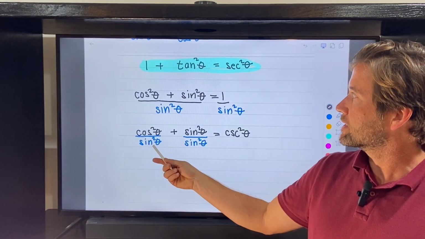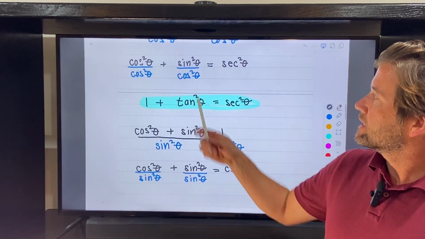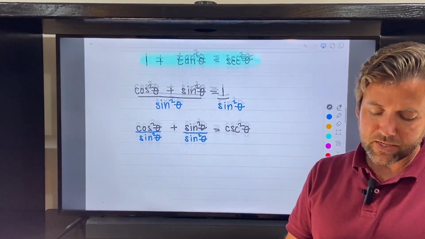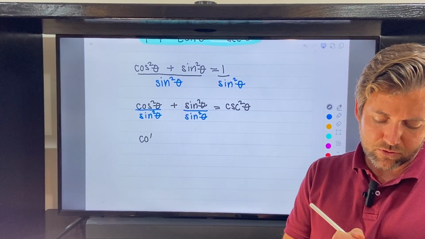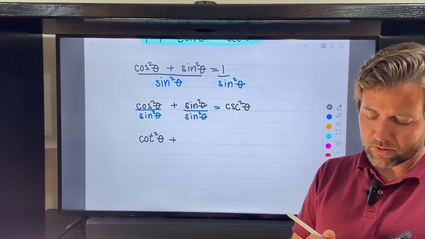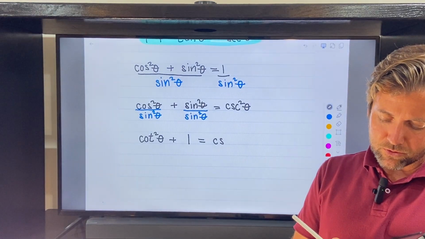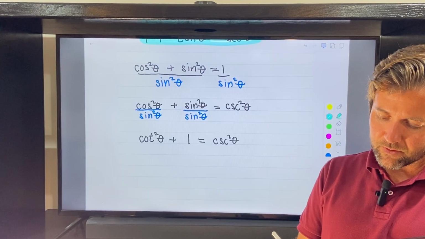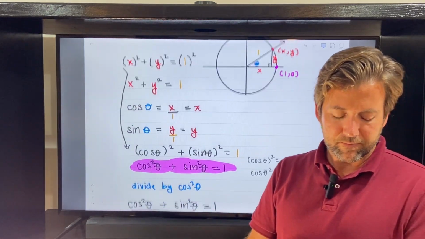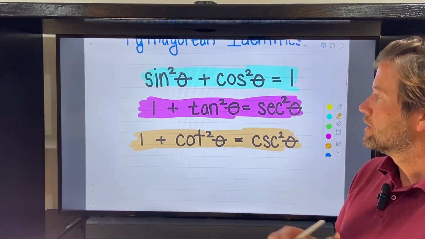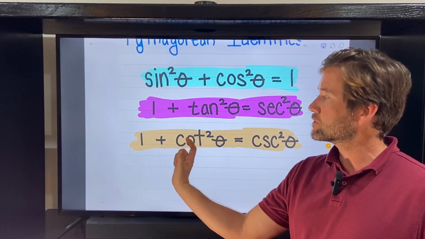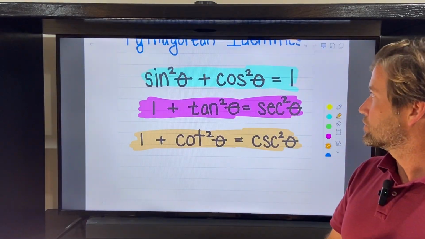Cosine squared theta over sine squared theta. Notice up here when we had sine squared theta divided by cosine squared theta, it was tangent squared theta. So this will be the reciprocal of tangent squared theta, which is cotangent squared theta. Plus sine squared theta divided by sine squared theta is 1, equals cosecant squared theta. This is our 3rd Pythagorean identity. Now notice, it might look a little different. I wrote down the cotangent squared theta plus 1, but you can use the commutative property of addition and switch the order of those 2 terms.